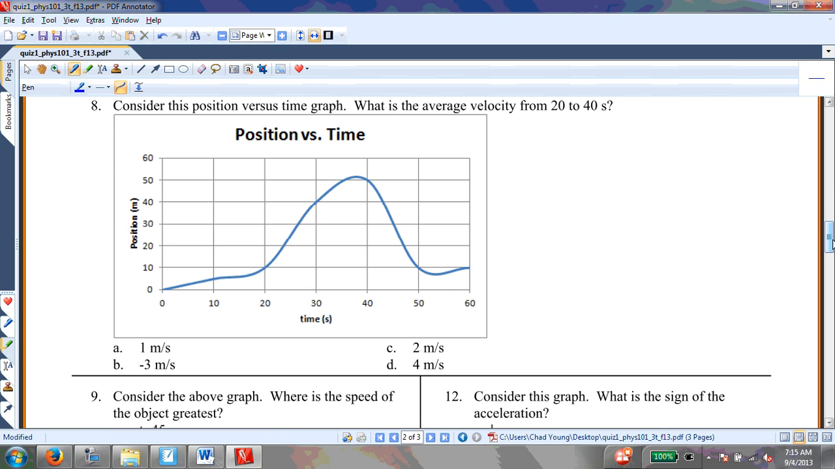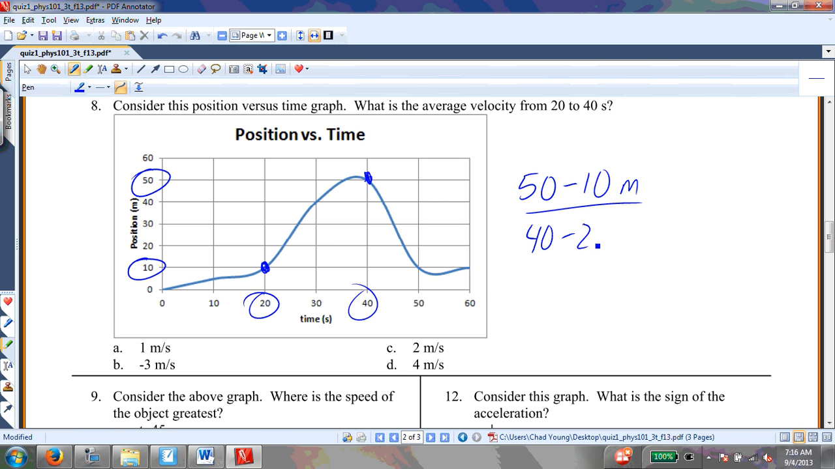Consider this position versus time graph. What is the average velocity from 20 to 40 seconds? So I'm looking from here to here. My positions are 50 and 10, going from 20 to 40 seconds. So I say 50 minus 10 meters over 40 minus 20 seconds. That's 40 over 20, which is 2 meters per second. That is C.